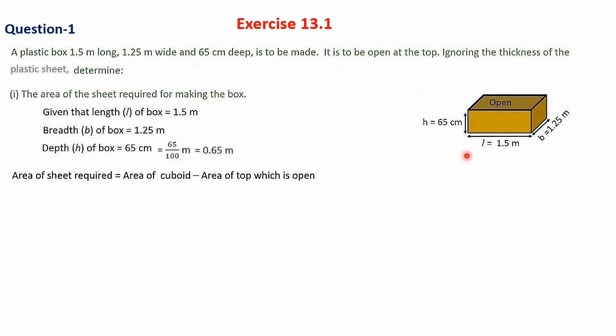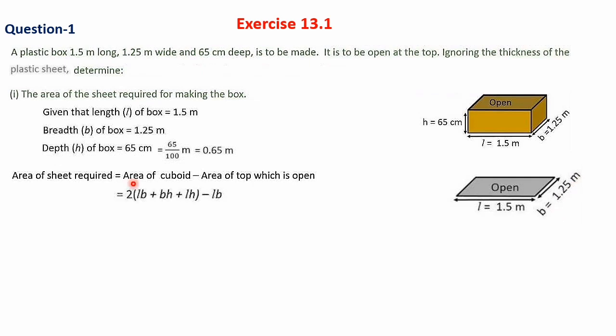So total cuboid area, the total surface area we calculate, and from there the upper portion of the box is not there, it is open. So that portion area we have to remove. So area of top which is open. The area of top is just the same as the bottom one. Length is 1.5 meter and breadth is 1.25 meter.